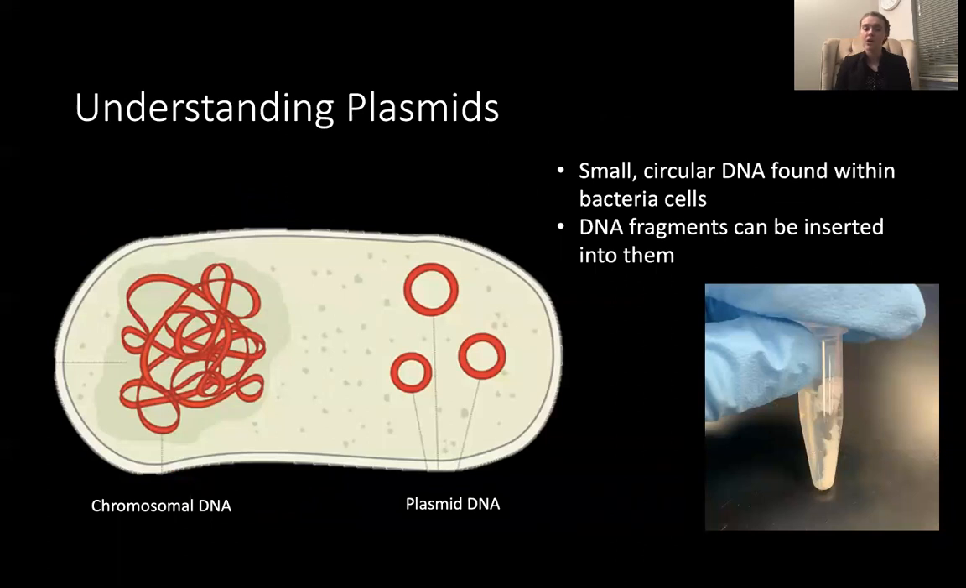Plasmids are small circular DNA that is located within bacterial cells, and there are multiple copies of these located within one cell. That makes it beneficial to scientists to work with because you're able to extract them from the cell, insert fragments into them, and then place them back in the cell. And there are multiple copies instead of there just being one copy of the chromosomal DNA, so it's a huge advantage for using plasmid DNA. As you can see in the tube on the right, the chromosomal DNA is stuck onto the side of the tube, and the plasmid DNA is in the clear part of the liquid.